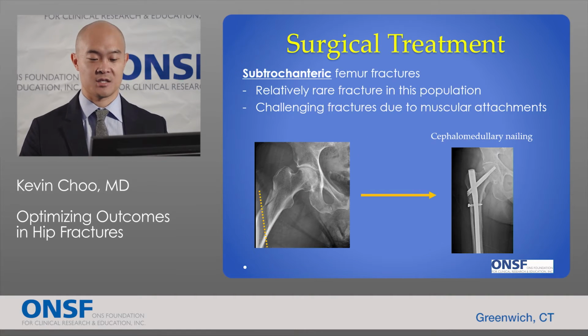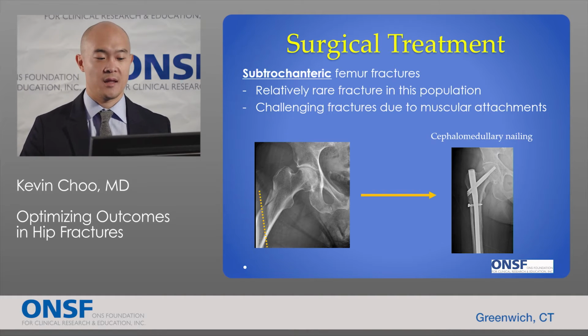For injuries down to the shaft or the subtrochanteric region, these are relatively less common injuries. They are challenging fractures due to muscular attachments, and these are traditionally treated with fixation with a cephalomedullary nail.